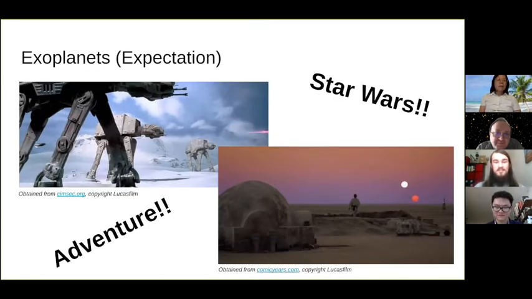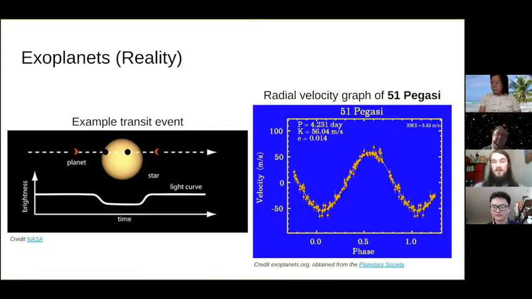And in the movies, like Star Wars, there are these scenic vistas of far out places, but in reality, they're so far away and so dim that most of the time, they're just plots on our computer screen. There's something we have to infer their presence of based on other physical attributes.